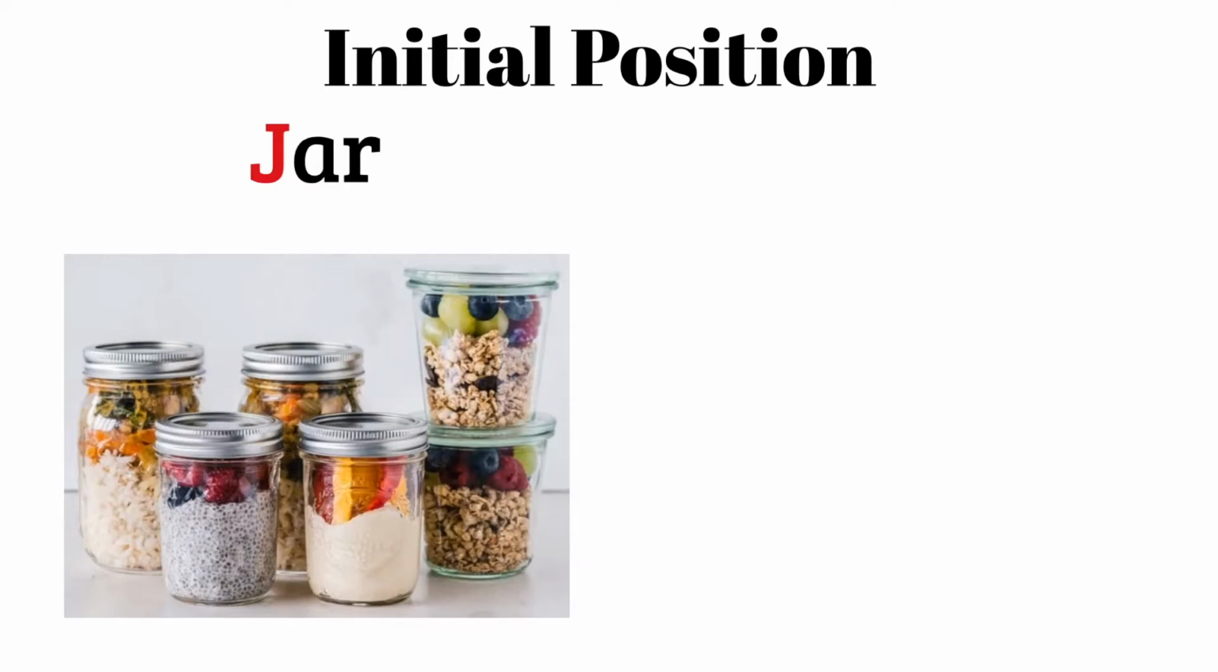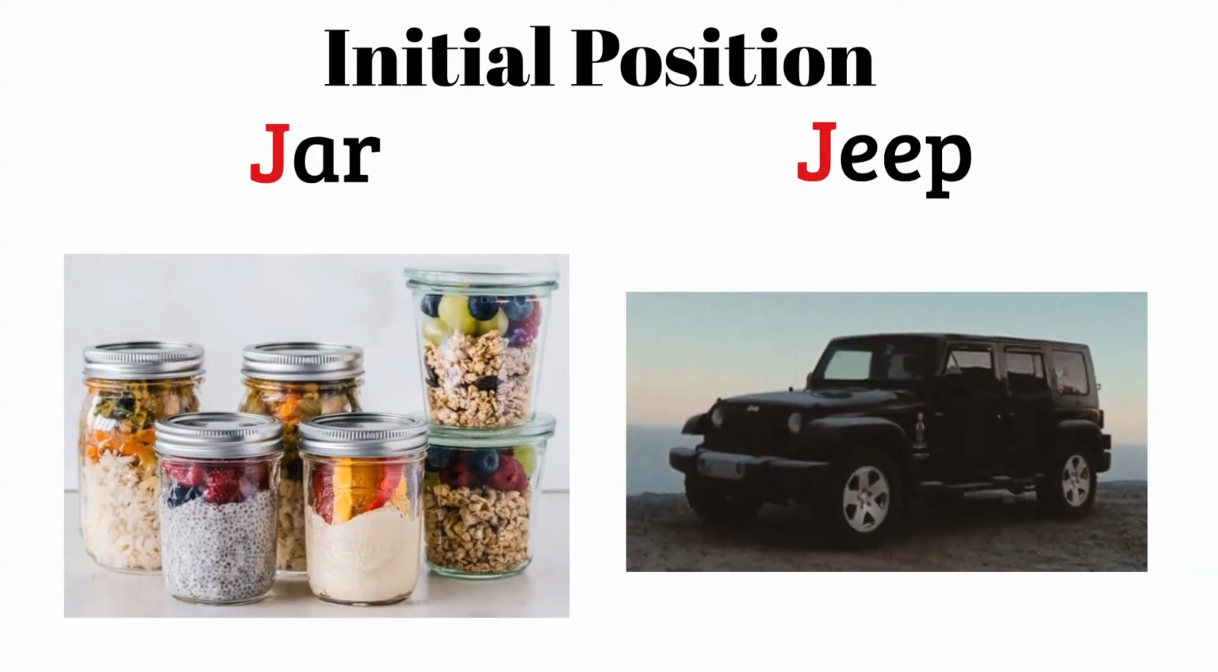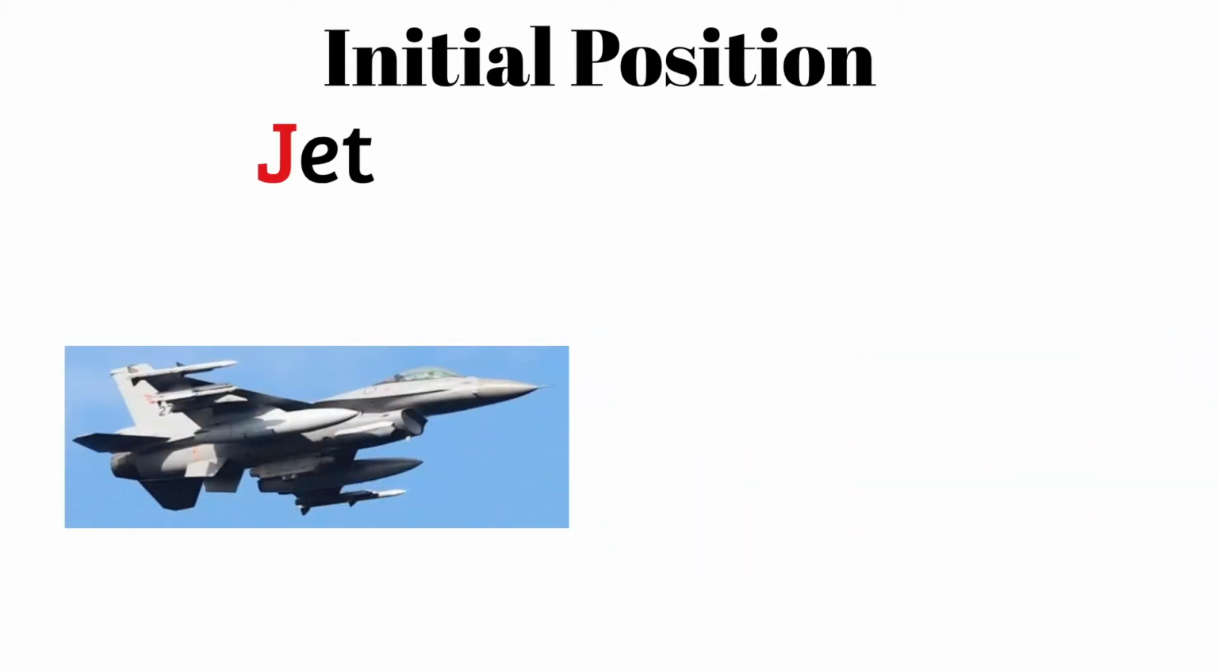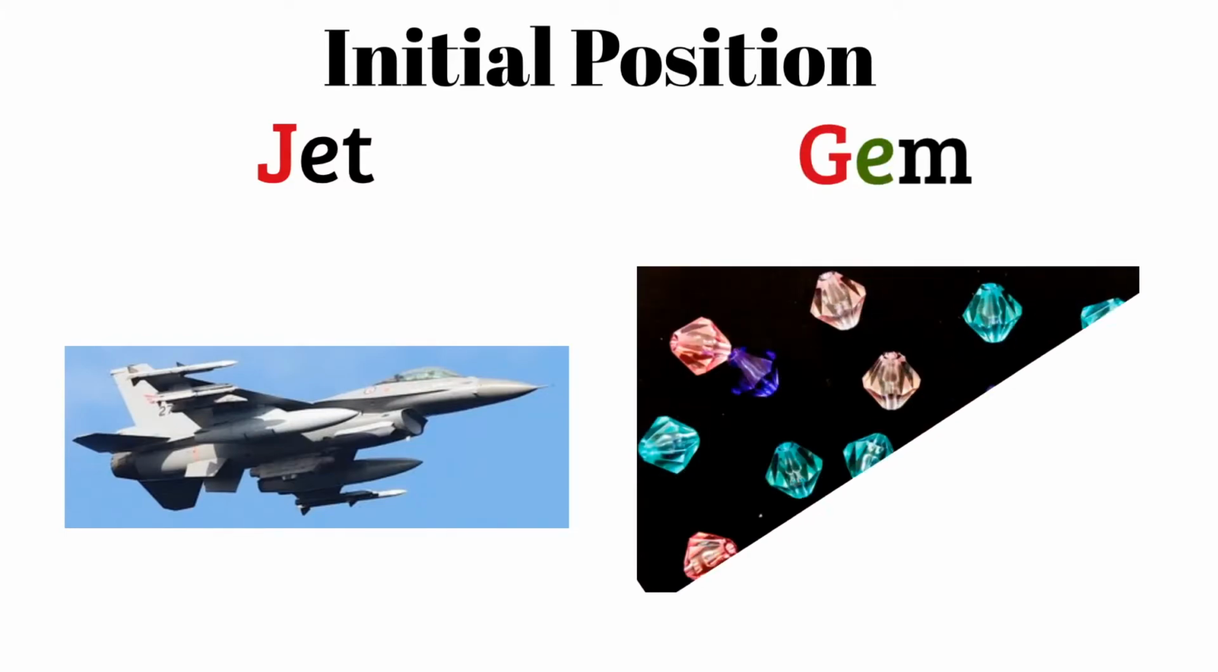J says j as in jar. J, j, jar. Initial position. J says j as in jeep. J, j, jeep. J says j as in jet. J, j, jet. G says j as in gem.